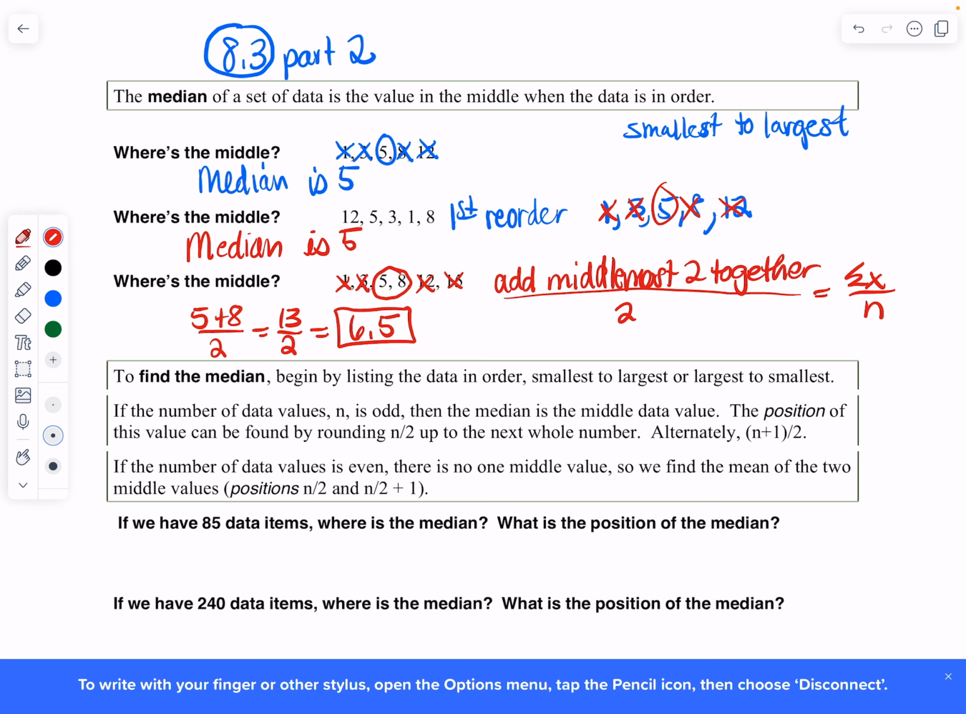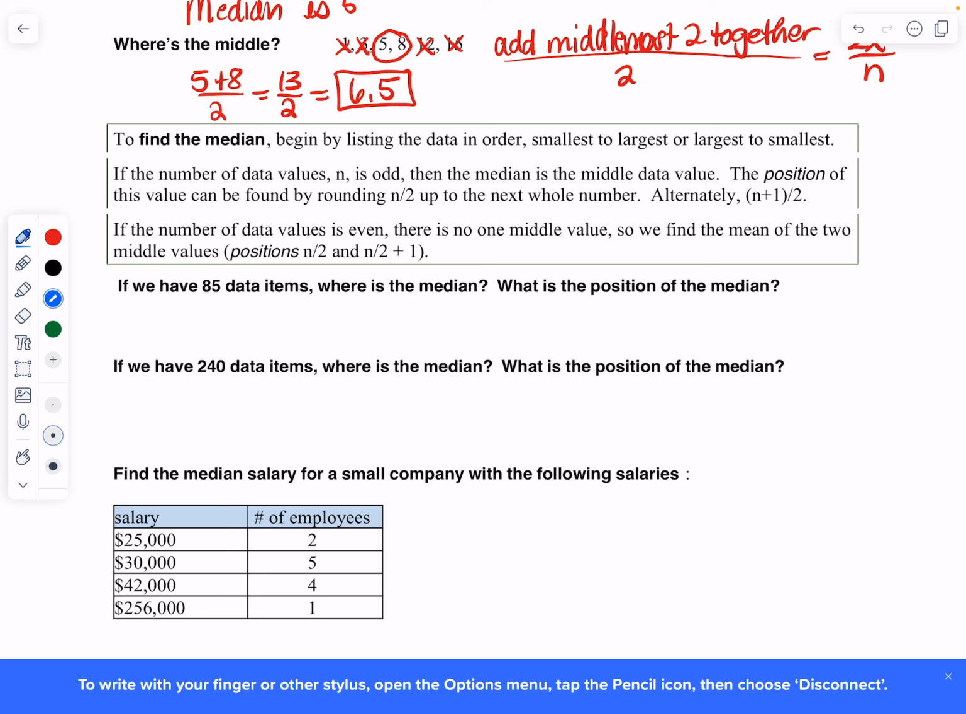So this next box in our notes talks about how to find the median of very large data. If you can arrange your data in order from smallest to largest, you're set. That has to be done first. Now, if the number of data values is odd, then the median is the middle value, which we saw in the first 2 examples. To find the position of this value, it can be found by rounding n divided by 2 up to the next whole number. Alternatively, we can say n plus 1 divided by 2. So that's telling me the position.